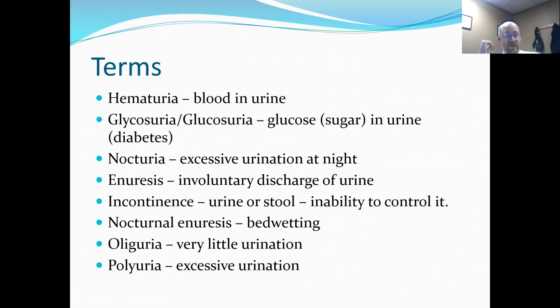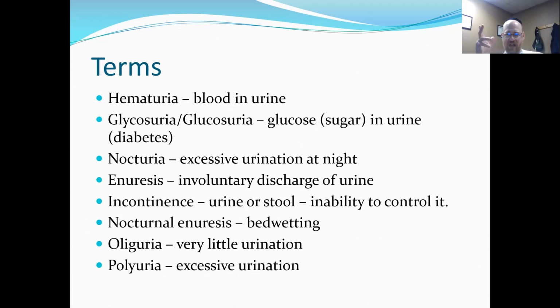Here in a minute, we'll talk about kidney stones and how hematuria is a consequence of a common medical procedure called lithotripsy, used to treat kidney stones. Nocturia is a term for urination at night, or excessive urination at night. Enuresis is essentially wetting your pants, or involuntary discharge of urine. Incontinence is the inability to control your urine or your stool. And these are different forms.